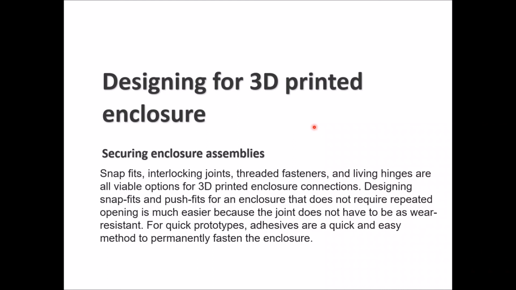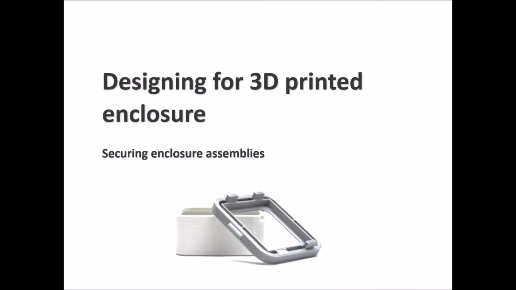If you need just to have a quick prototype, then you bring the upper part and lower part of the enclosure, put them together with adhesive, some kind of resin or glue, then they will go permanently fastened together and will serve the same purpose.